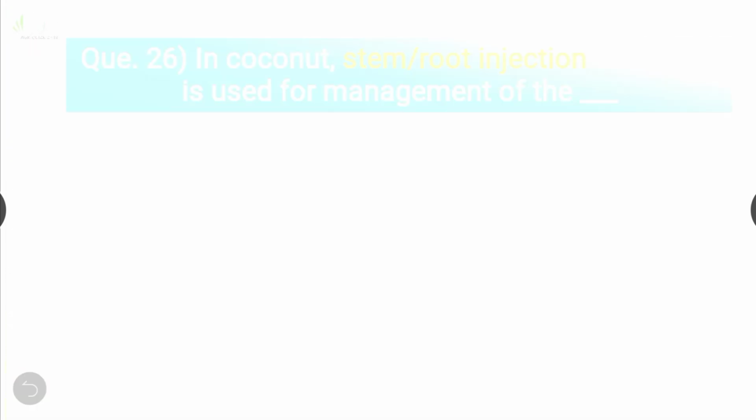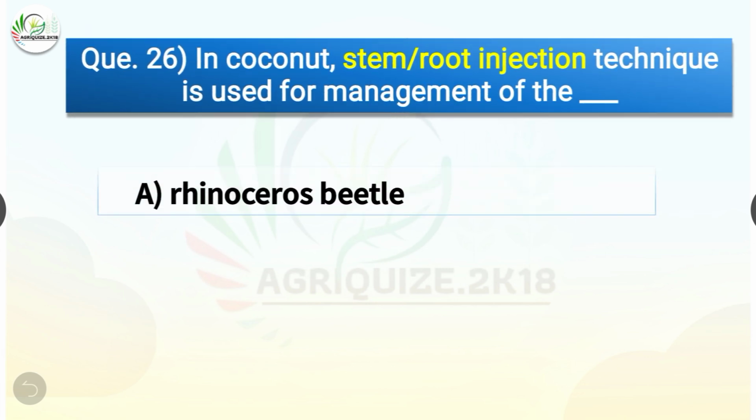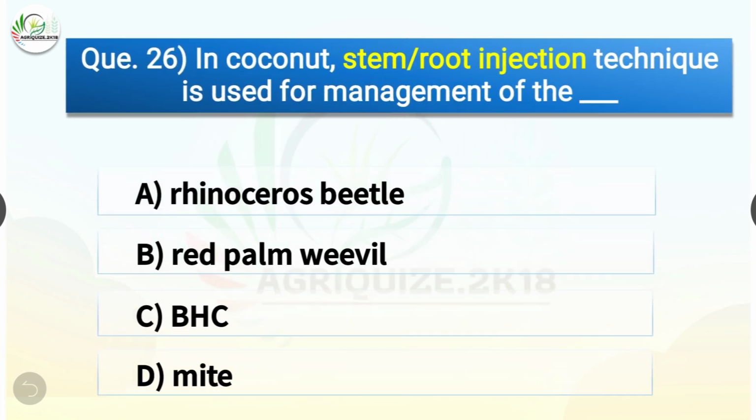Question number 26. In coconut, stem or root injection technique is used for management of the dash. The options are rhinoceros beetle, red palm weevil, BHC or mite. The correct answer is option B, red palm weevil. So in coconut, the stem or root injection technique is used for the management of the red palm weevil.